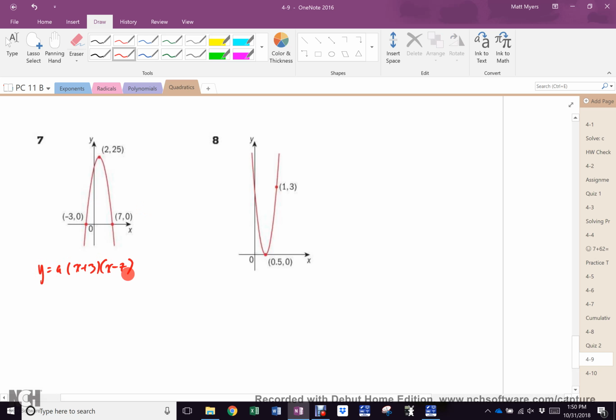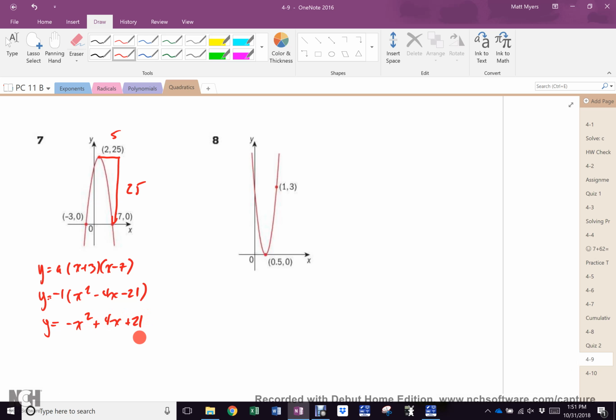Except since you got the graph, you don't even need to check for a, do you? Because when I went over 5, how far down did I go? 25. So I know that a is -1. So it's already there for me. X squared minus 4x minus 21. Y equals -x squared plus 4x plus 21. Easy peasy lemon squeezy.